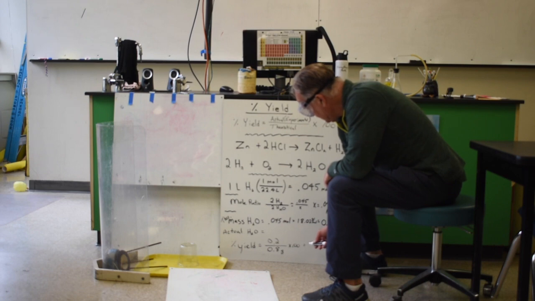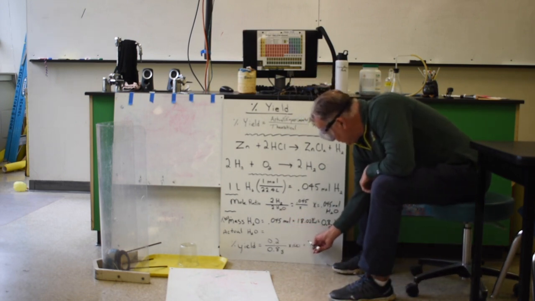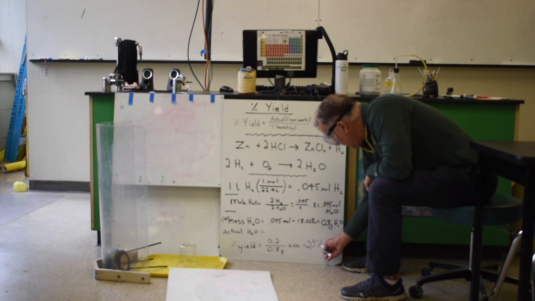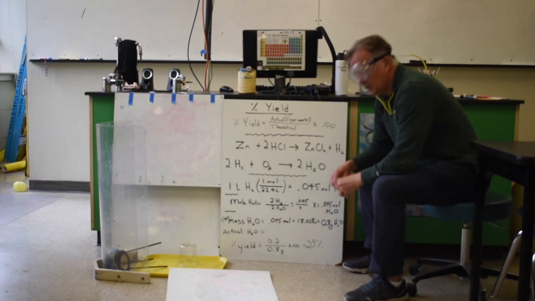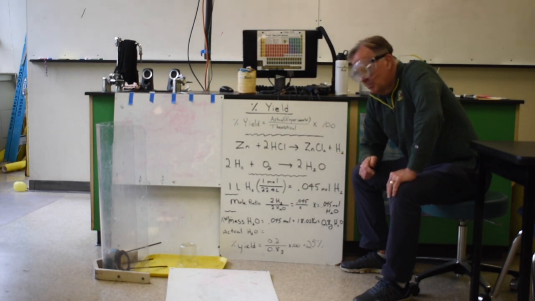grams. That would be 0.2 divided by 0.8 times 100, and that would give you 25%. Okay, so there's your percent yield problem. Okay, I don't know if it's going to solve my hydration problem, but I may have to figure out something else. Okay, make sure you study.